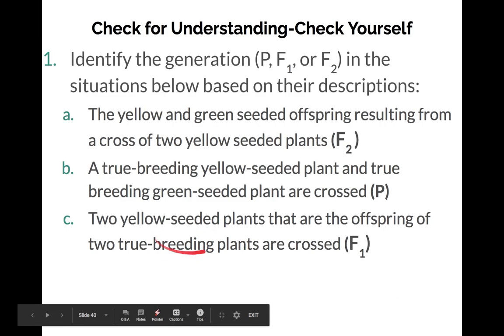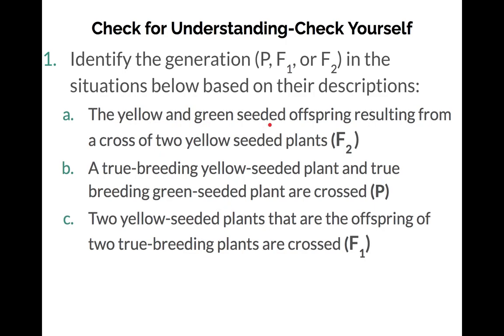Whenever we see true breeding, we think that is P, okay? And then the last one, yellow and green-seeded offspring resulting from a cross of two yellow-seeded plants. So the F2 generation, that's the only generation that had a green-seeded plant appear. Okay, also this whole two yellow-seeded plants, again, as the parents, that's the only one that had the F1 generation, and F2, again, is just the offspring of that F1.